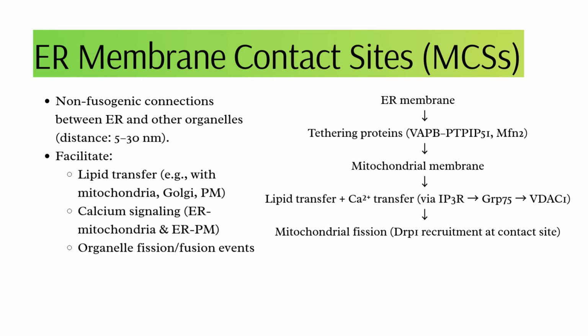Importantly, these contact points also act as the initiation site for mitochondrial fission. Here, the protein DRP1 is recruited and facilitates division of the mitochondria, which is essential for maintaining mitochondrial health, distribution, and function. In short, these contact sites coordinate metabolism, energy production, and organelle remodeling, a perfect example of inter-organelle teamwork in the cell.